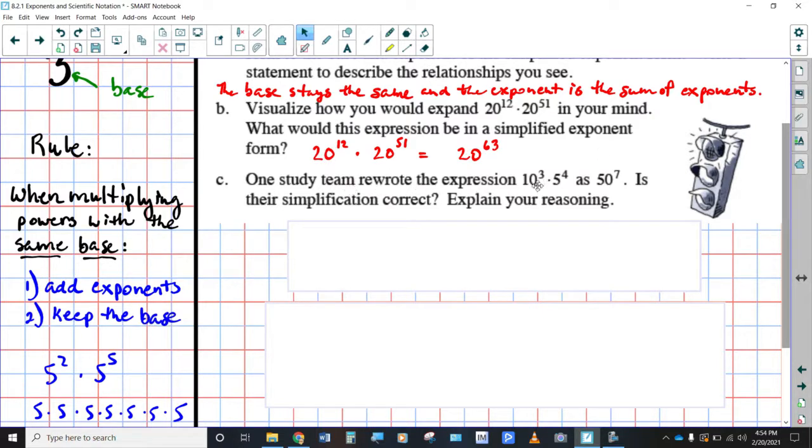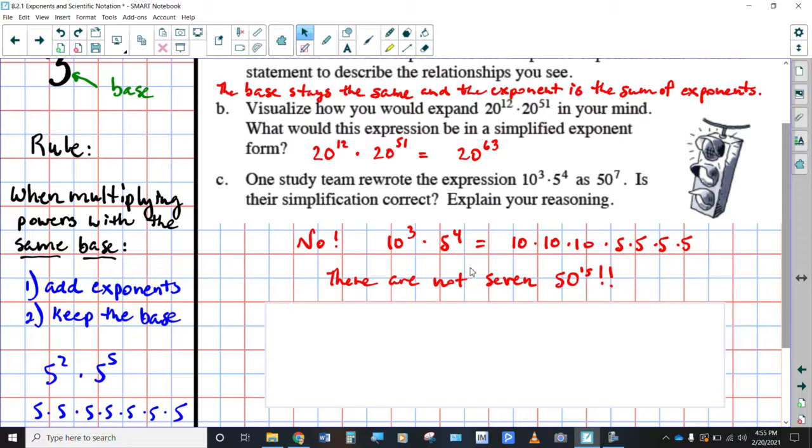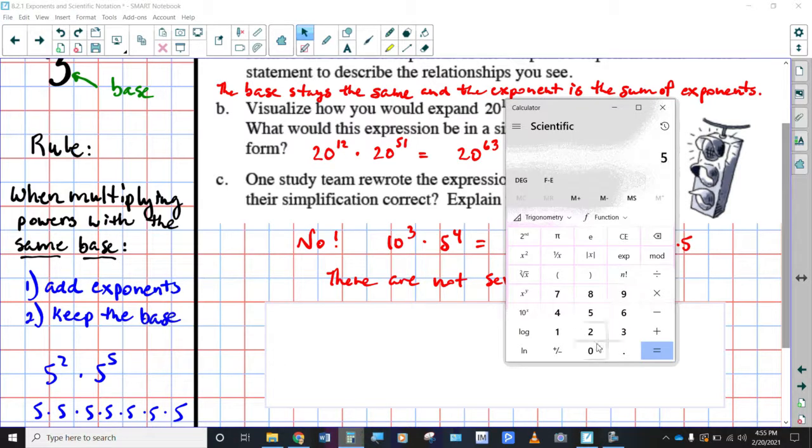Okay, so here's a stoplight problem. One study team rewrote their expression like this. They did 5 to the third times 5 to the fourth as 50 to the seventh. Is this correct? And your answer is absolutely not! Exclamation point, no. 10 to the third times 5 to the fourth is literally 10 times 10 times 10, so that part is 1,000. And 5 times 5 times 5 times 5 is 625. If you took the number 50 and you multiplied it repeatedly 7 times, 50 raised to the power of 7, that's like 781 billion, as opposed to 625 times 1,000, which is 625,000.